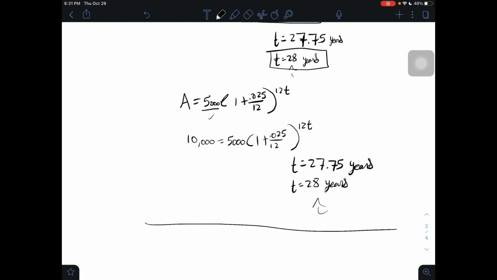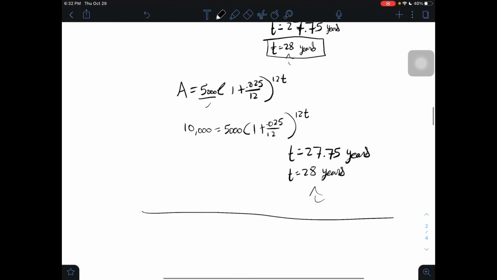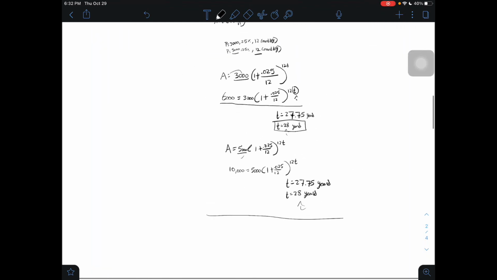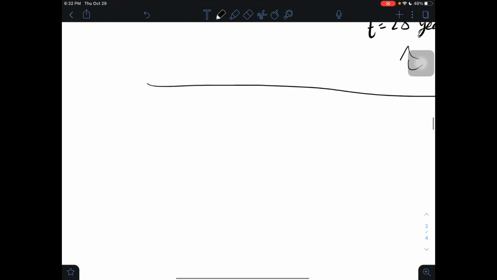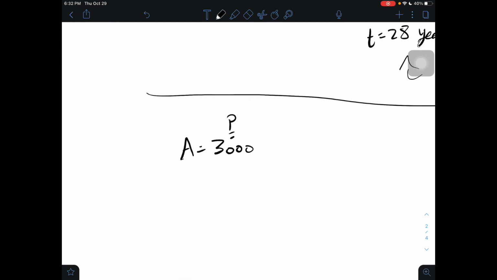This is going to prove that your doubling time is going to be affected by your APR and your compoundings per year. So now we're going to do 3,000. So we have 3,000 as our P, right? And we have A equals 3,000, parentheses 1, plus, we're going to double our APR.